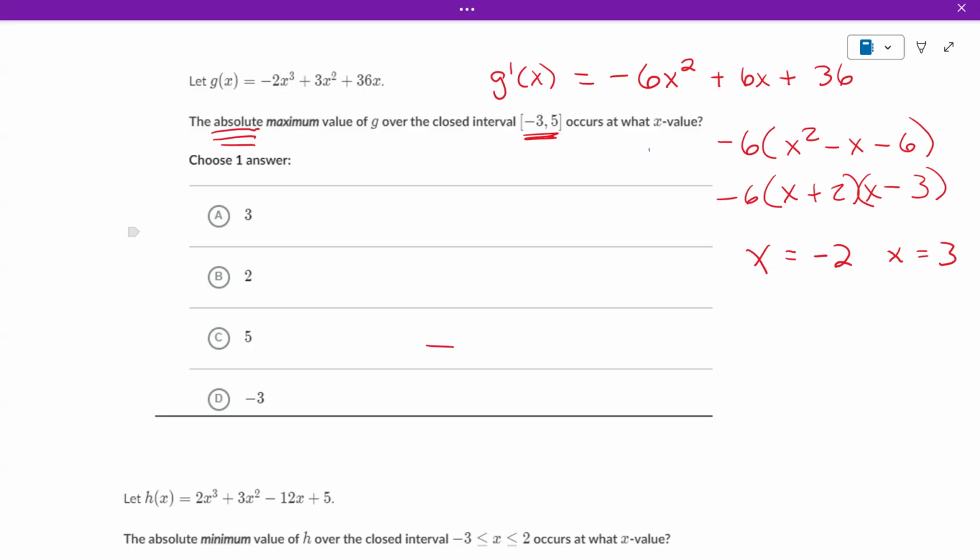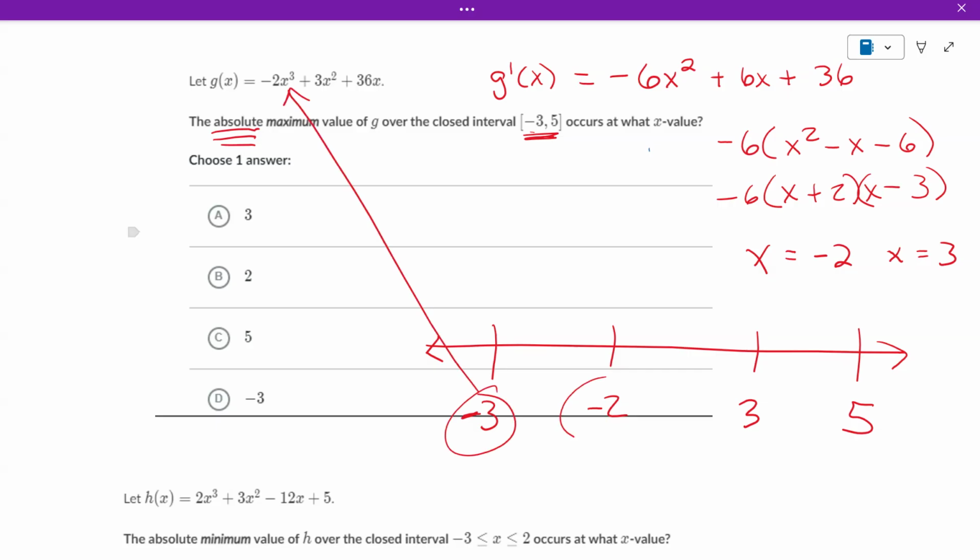So what we have to do on our number line is it starts at negative 3, so I have to check negative 3. I have to check a negative 2. I have to check a 3. And I have to check a 5. To find the absolute maximum, what I would prefer to do is put each of these numbers into the original equation.